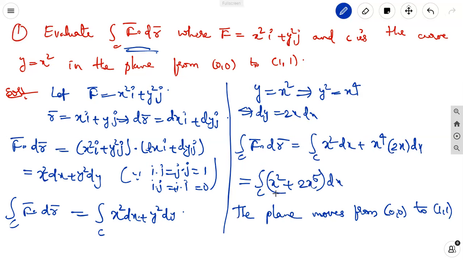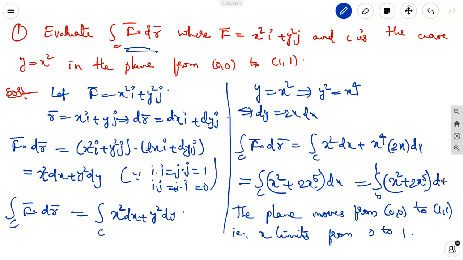The y variable can be changed to the x variable, so we can take the x limits from 0 to 1. If you want to change the limits of x to y, you can take x square equal to y, then dx equal to 1 by 2x dy, that is 2 root x. For that, the y limits are also 0 to 1. It is equal to the integral from 0 to 1 of x square plus 2x to the power of 5 dx.